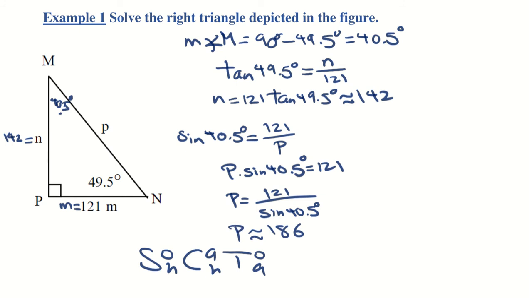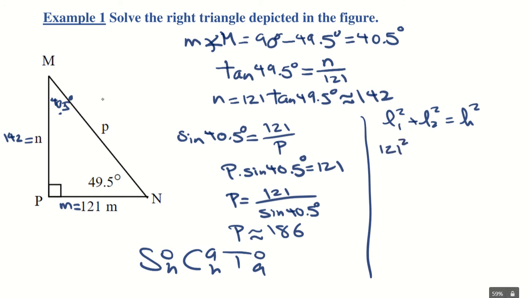Okay, so we have all the pieces now, right? So we have solved the triangle. Just so you know, we could have also done this. We could have said leg 1 squared plus leg 2 squared equals hypotenuse squared. So 121 squared plus 142 squared equals hypotenuse is P, so P squared. So P would be the square root of 121 squared plus 142 squared. All right, be really careful.